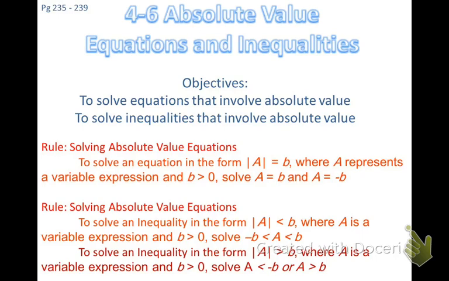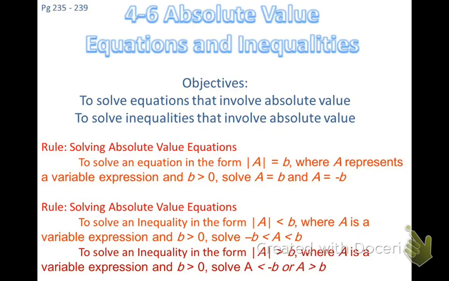Some rules that you need to know. Solving absolute value equations. To solve an equation in the form of absolute value of A equals B, and the numbers have to be greater than 0, you will have two answers. You're going to have A is equal to B and A is equal to negative B.